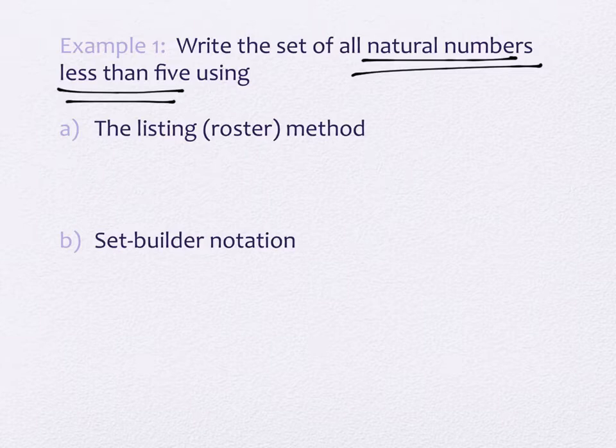So the listing or roster method is the one where we just list all the numbers out. What is the smallest number that's a natural number and it's less than 5? It's 1.